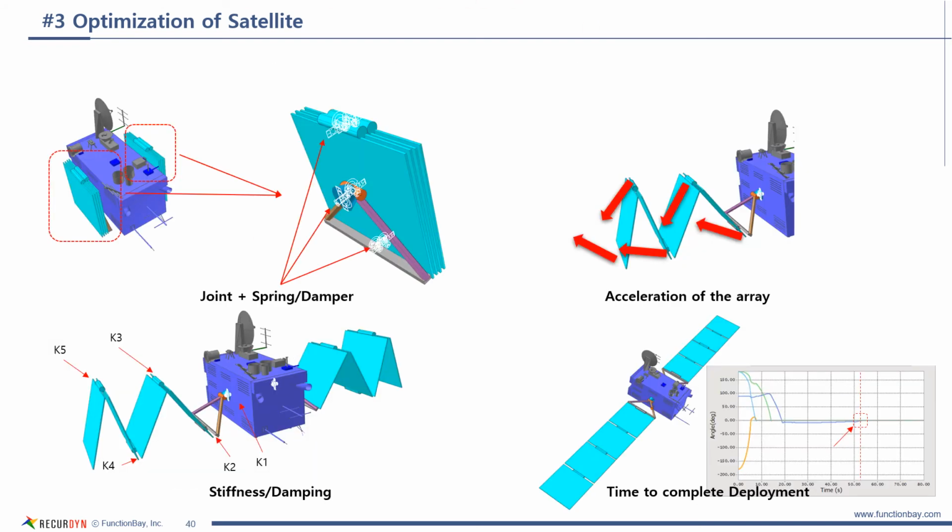In this model, the spring and damper are attached to each joint of panels. The stiffness and damping are the design variables for this system. We will use the acceleration of the end point of each panel as a performance index, and we will measure the time when the speed of each panel becomes 0 to minimize the time to complete the deployment.